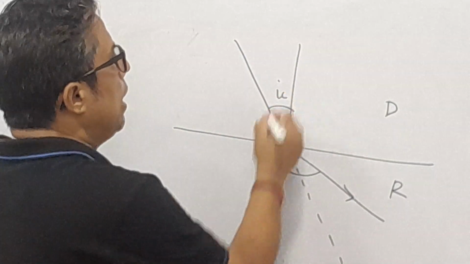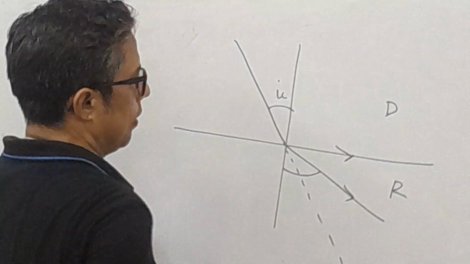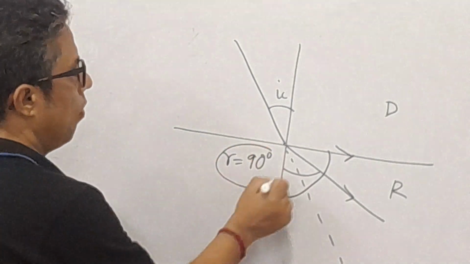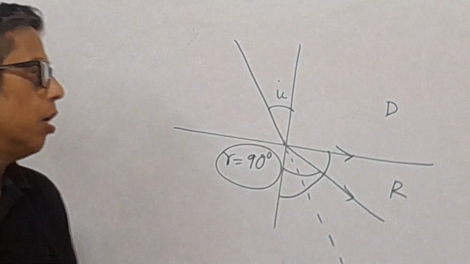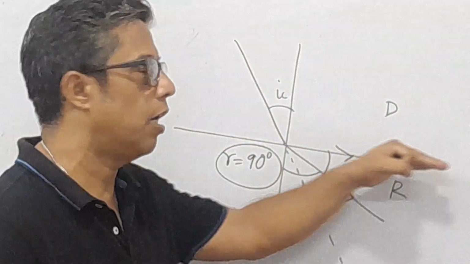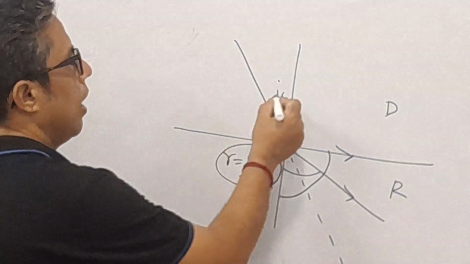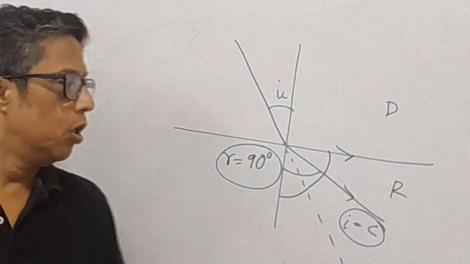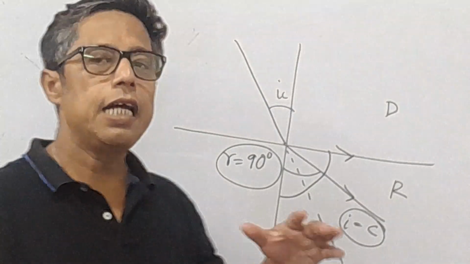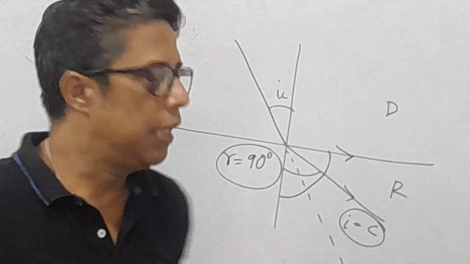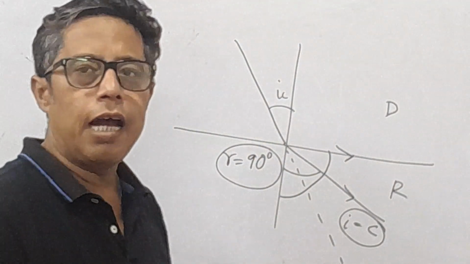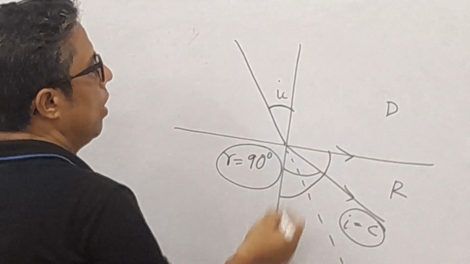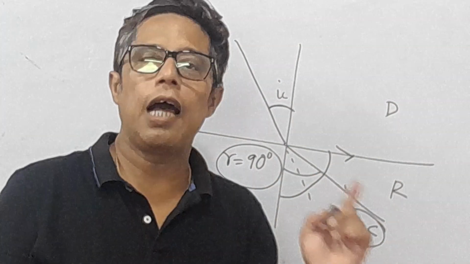So for a certain incident angle, the light will go in this direction. That means the refracted angle r will be equal to 90 degrees. For that case, the light will pass along the interface of the two media. That incident angle is symbolized with C, the critical angle. The critical angle depends on the media. In our case, for glass and air, the critical angle is 42 degrees. So critical angle means a certain incident angle for which the refracted angle will be 90 degrees.